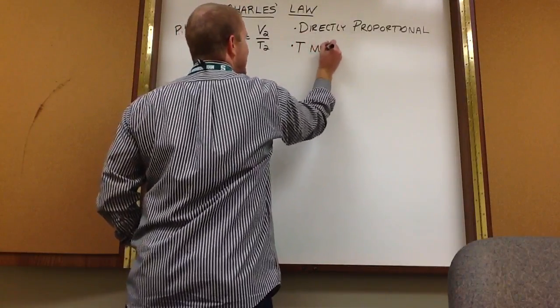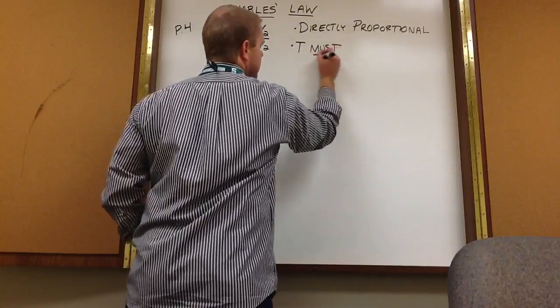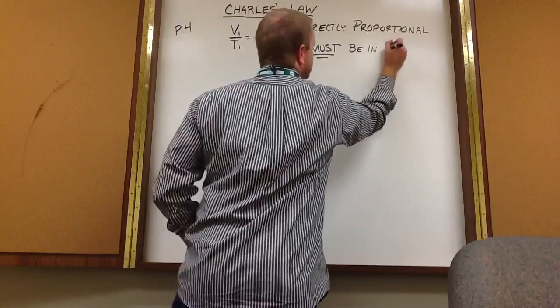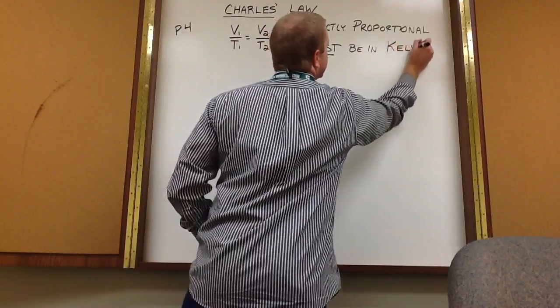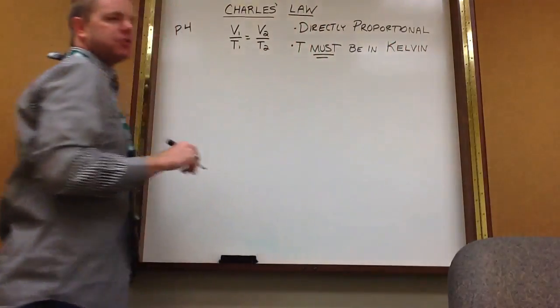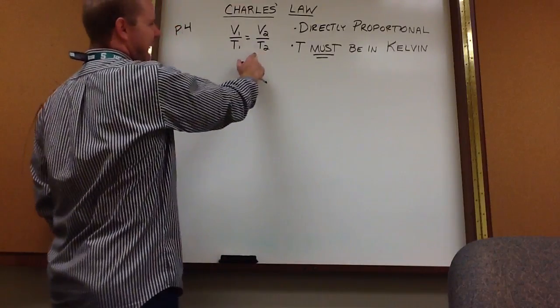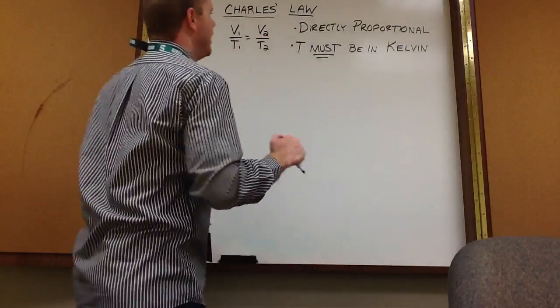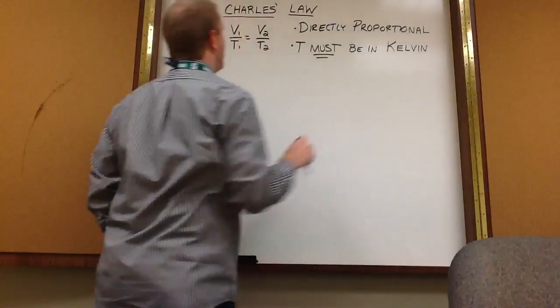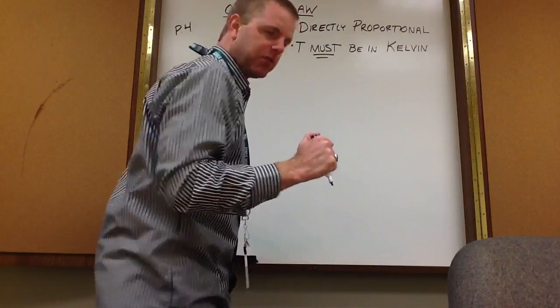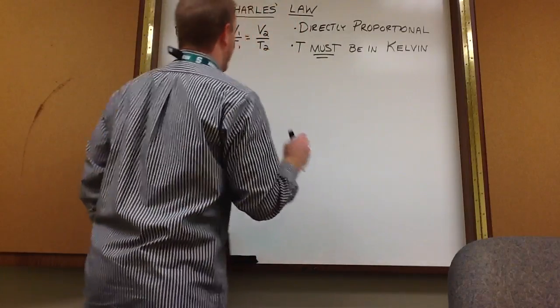T must be in Kelvin. There's a reason for that. The reason that temperature must be in Kelvin is because we're going to use this as a denominator to be able to divide. And Kelvin does something for us: it takes away negative values. It only allows us to have things be positive.